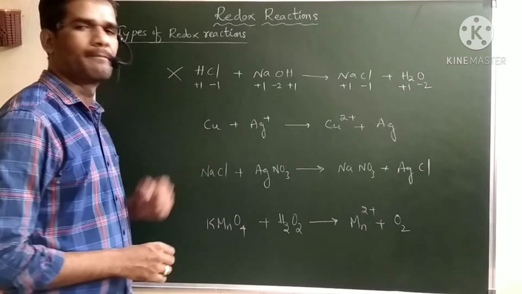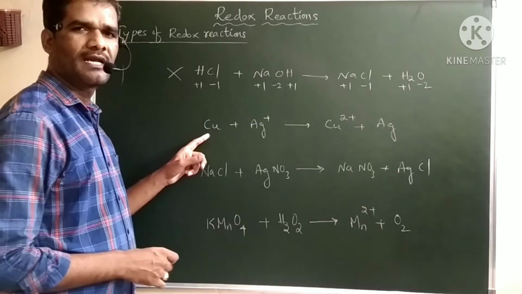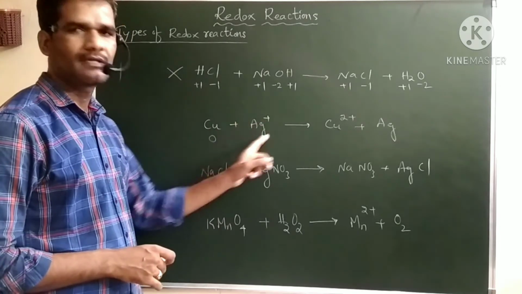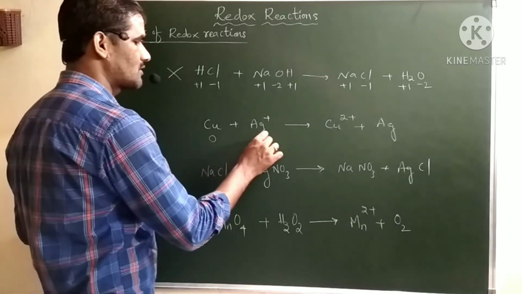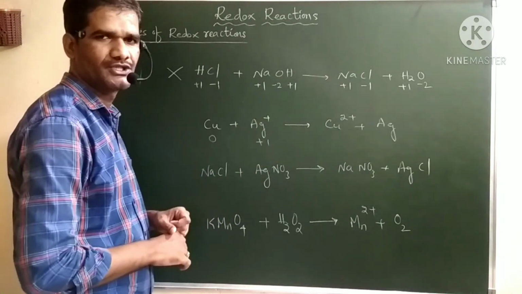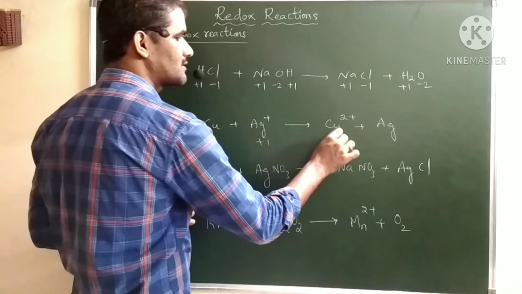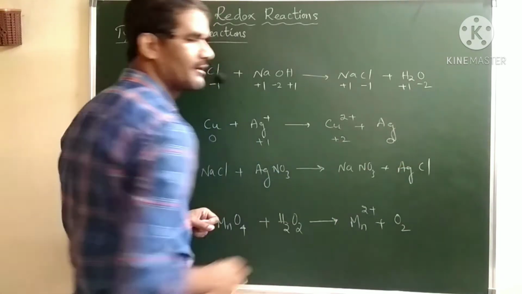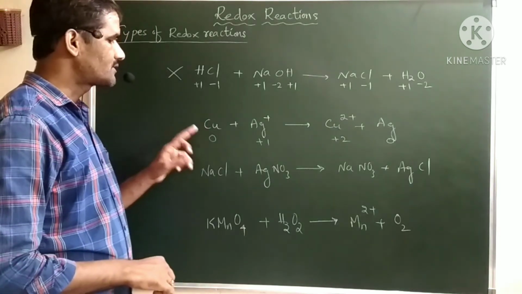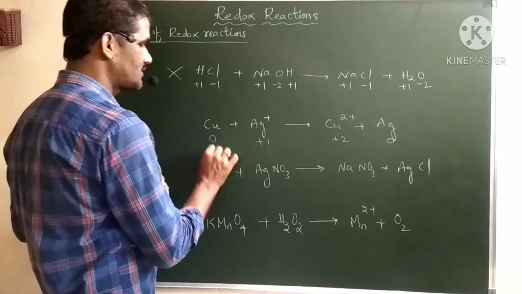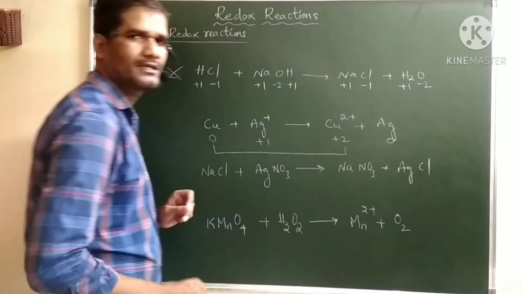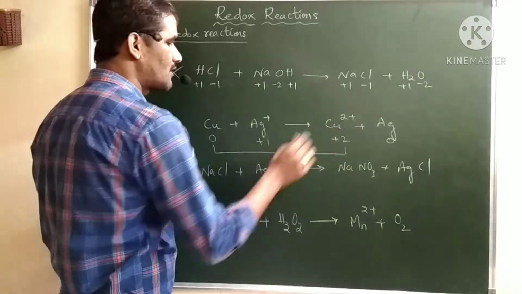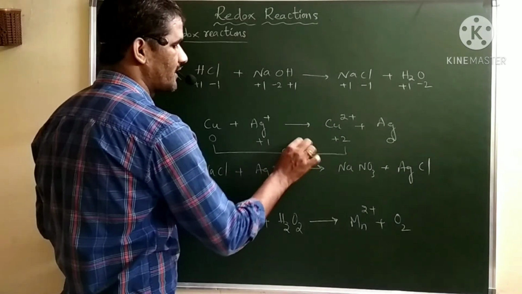Let us see the second example. Here copper is in the free elemental state, so the oxidation state is 0. For silver, whatever charge is present is its oxidation state, +1. In copper 2+, the oxidation state is +2. And silver here, in the free elemental state, is 0. Now see, copper is changing from 0 to +2, meaning the oxidation state of copper is increasing. This half reaction is the oxidation reaction.